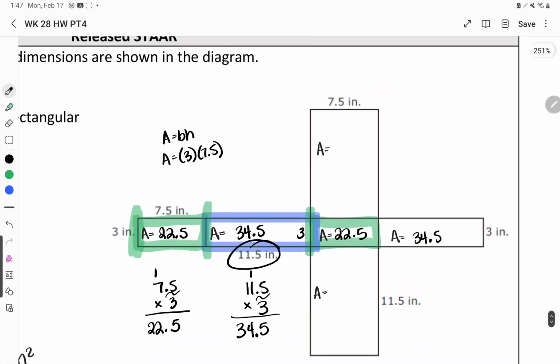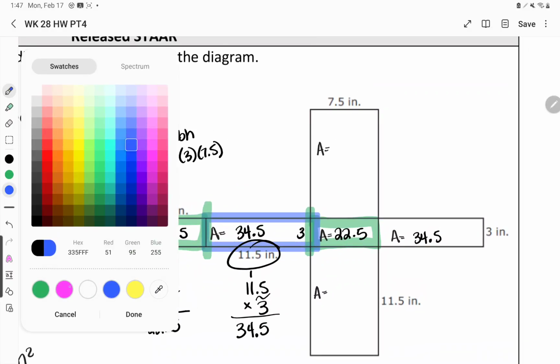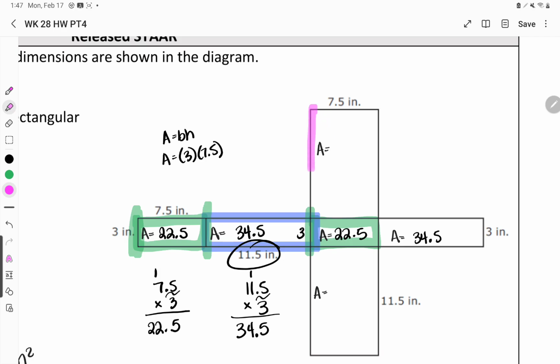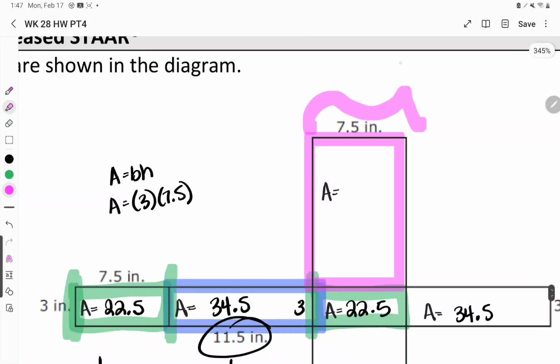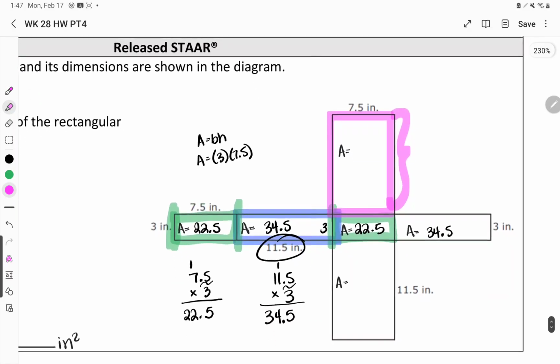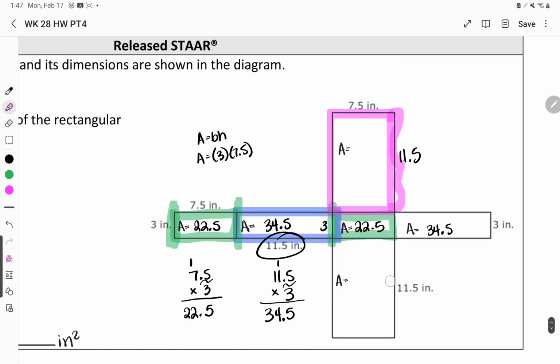All right, now the last one we have is going to be this rectangle right here. We've still got an area formula of base times height. I know that my base right here is 7.5. I am missing this right here. What is that right there? That right there is 11.5. And we know that for 2 reasons. First of all, these 2 rectangles are twinsies. So if this right here is 11.5, then this right here is also 11.5.